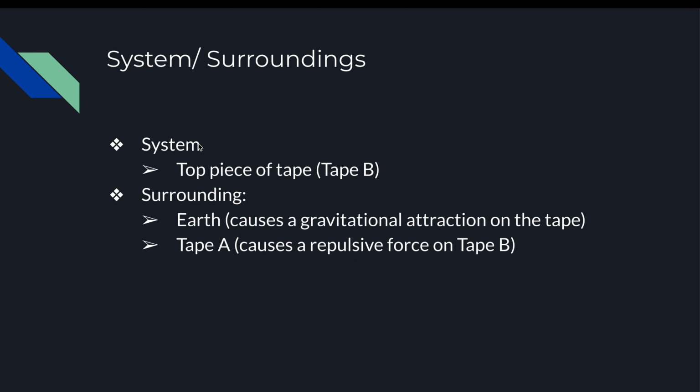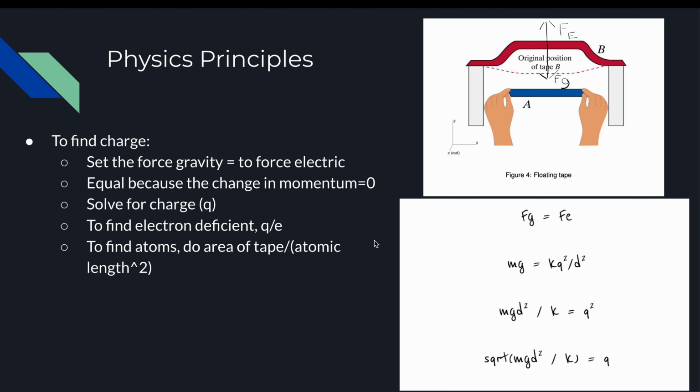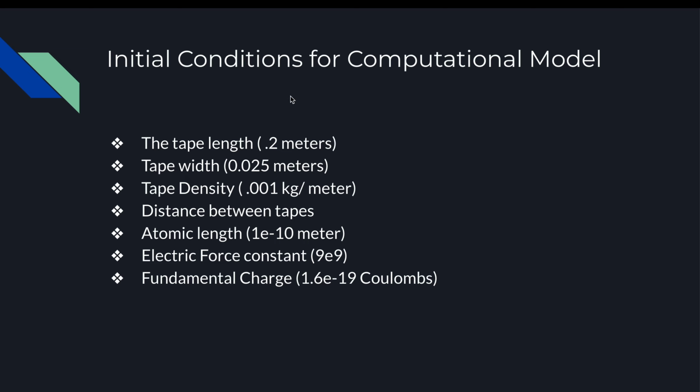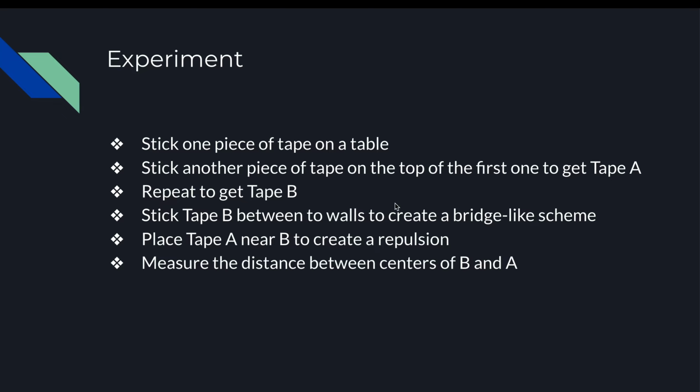So systems. The system is going to be the top tape, tape B, and the surroundings. The Earth causes a gravitational attraction on tape B, while tape A causes a repulsive force on tape B. So if we go back up here, tape A causes electric force up, then gravity down. So initial conditions. I'm not going to go too much into detail on this. You can read through it.